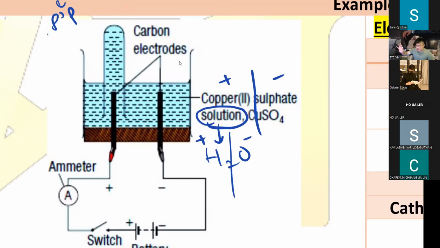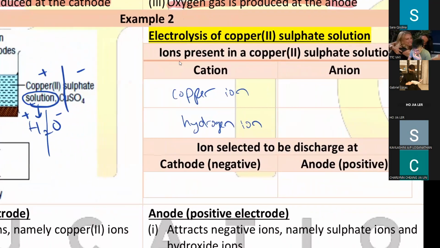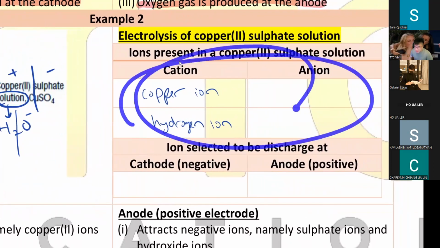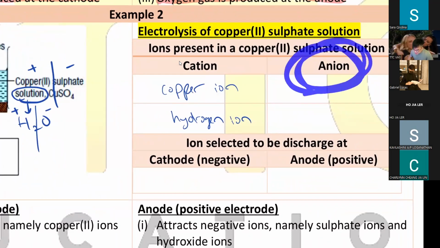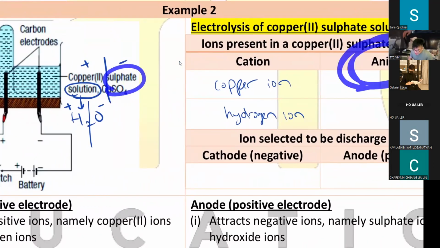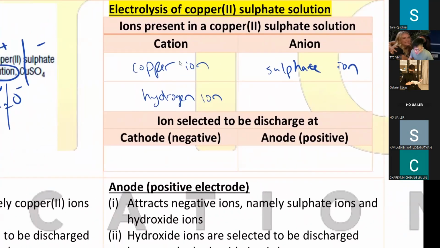Boys on the left, girls on the right. So I have 2 boys swimming here. I have copper swimming here, copper ion. I have hydrogen swimming here, hydrogen ion. Guys, make it a habit. In exam, please draw this out. It makes your life easier. All right. And then anion, you have your sulfate ion. The girls, you have sulfate ion. And you have your hydroxide ion, which is the O. All right.